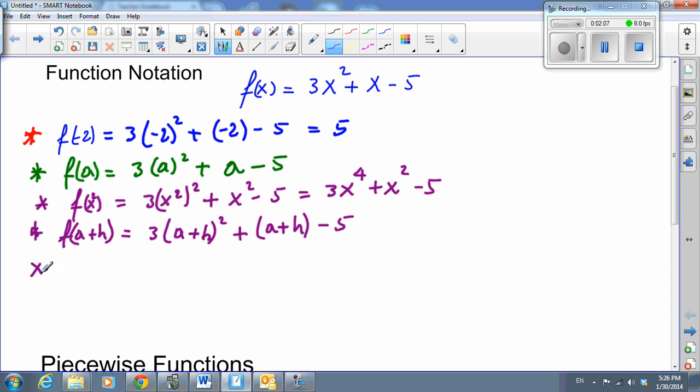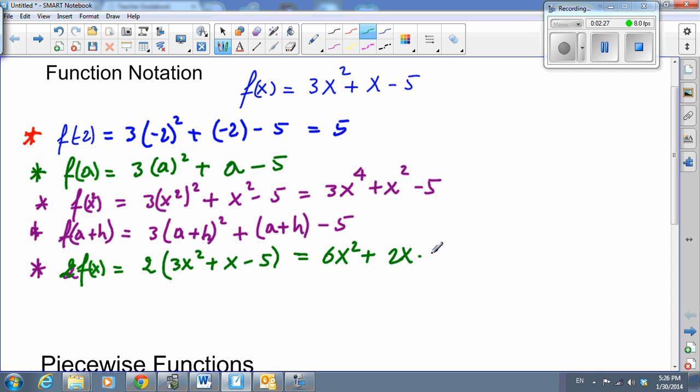What if I now say 2 times f of x? What is 2f of x equal to? All you have to do is multiply everything by 2. That means 2 times 3x squared plus x minus 5. And if you multiply everything by 2, you get 6x squared plus 2x minus 10.